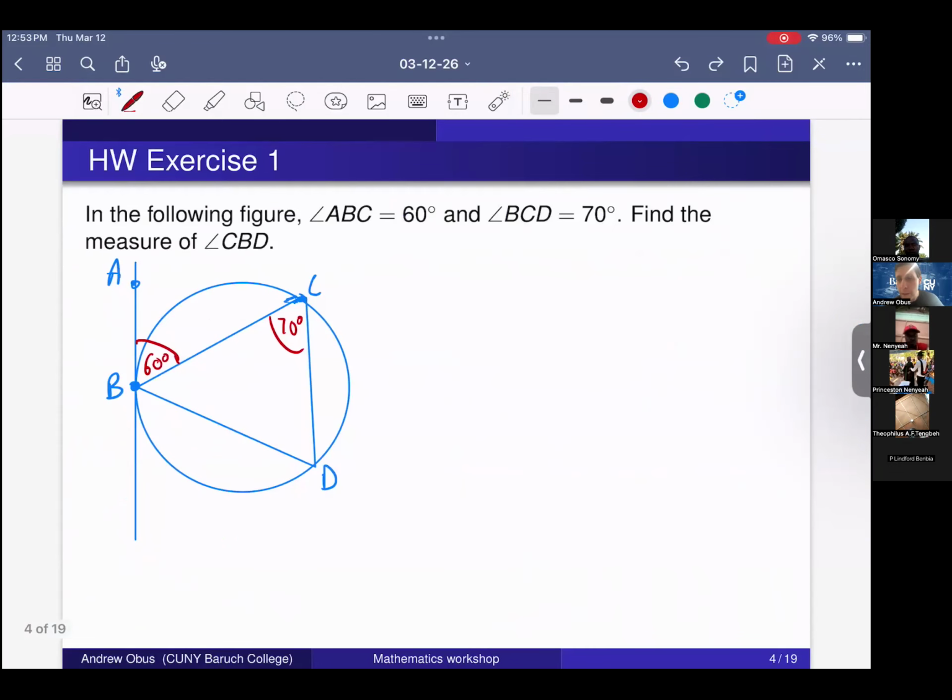So, let's go back to this example. We've got 60 degrees here and 70 degrees here, and we want to find this angle. This is our extra angle that we want to find. Oh wait, sorry, not that angle. CBD. We want to find this angle. So how are we going to do that? Any guesses?